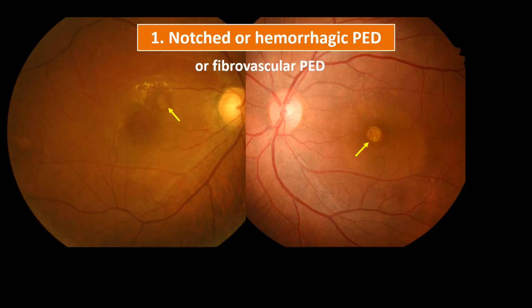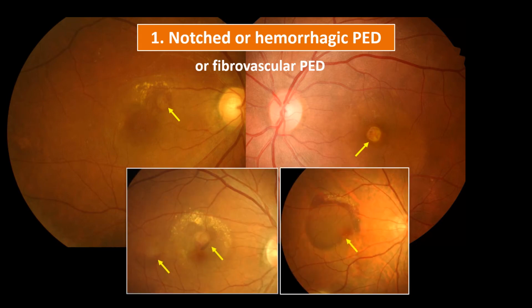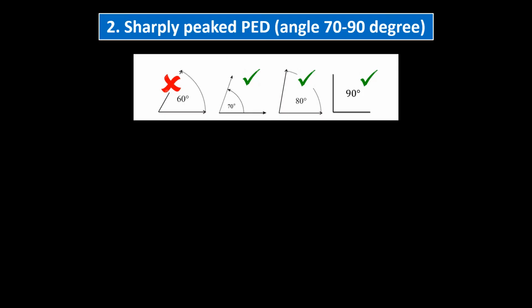The first criterion is the notch or hemorrhagic PED or fibrovascular PED. Here you can see the fibrovascular PED with and without a hemorrhagic level inside. So all 4 eyes shown on this screen met the criterion.